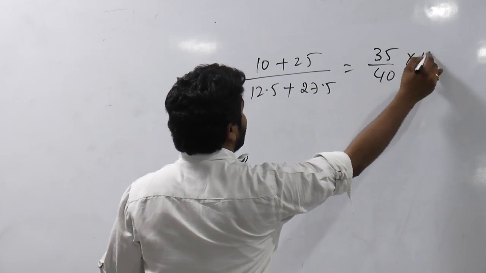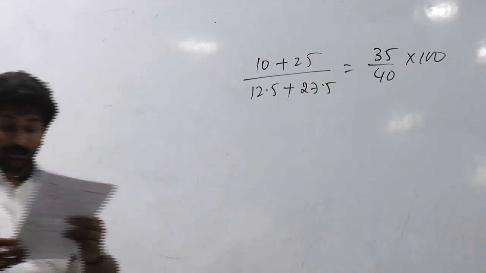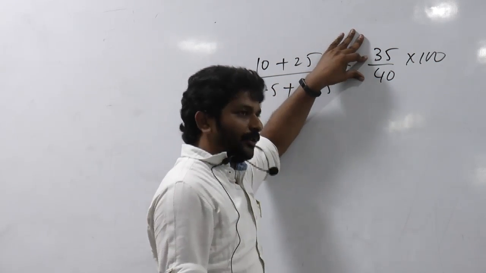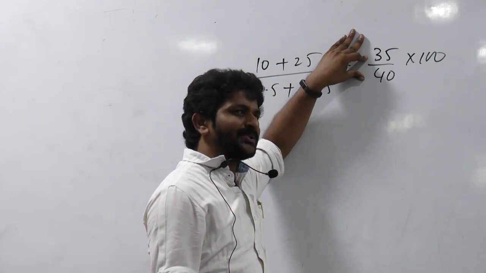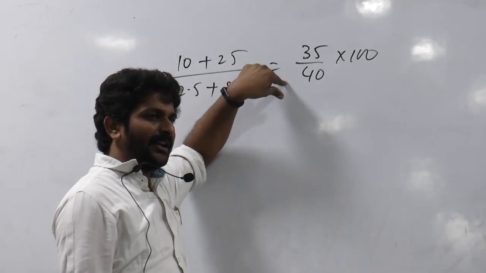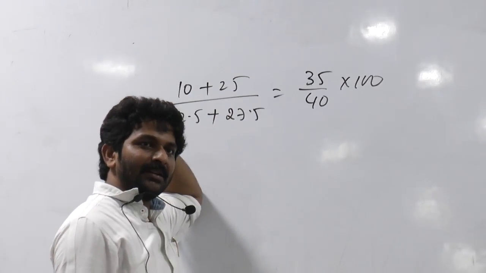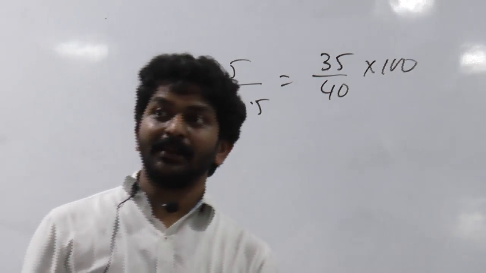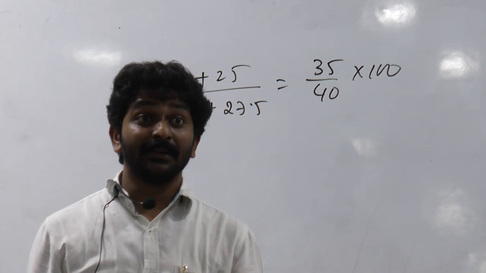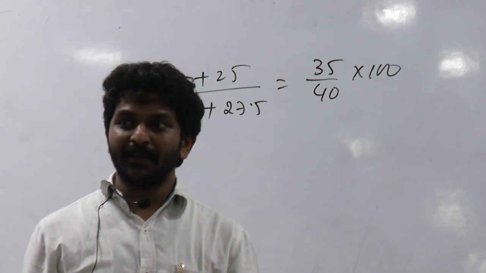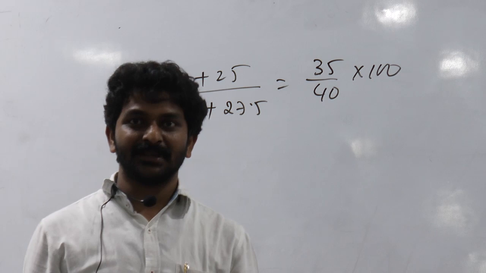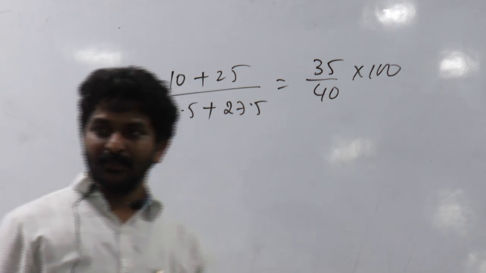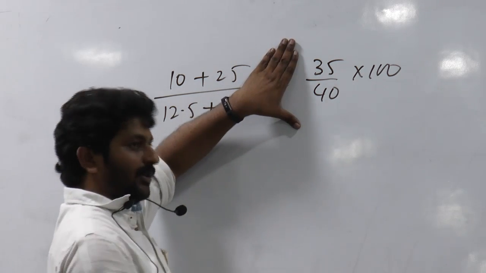Denominator 40 into 100. Now look at your options. Wait a minute. How much is the difference between numerator, which is not required? Cancellation with 5. 7 times, 8 times. 7 by 8, 87.5%. 1 by 8, 12.5%. 3 by 8, 37.5%. 5 by 8, 62.5%. 7 by 8, 87.5%.